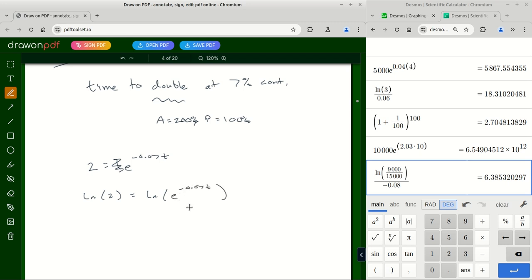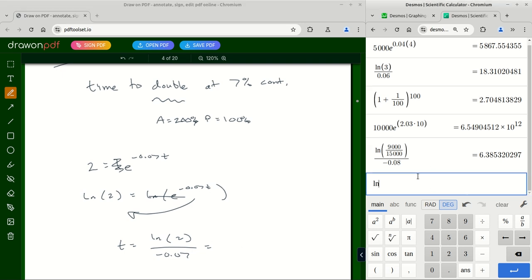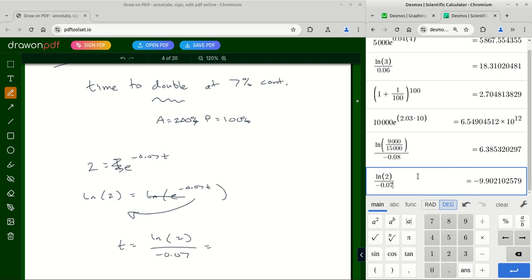I promise we'll get to the calculus eventually. Cancel. I'm going to divide this to the other side. And what you actually just created was a formula. It's ln of 2 divided by rate. And that should give you the answer. So ln of 2 divided by negative 0.07. Oh, negative? Positive? Did I put a negative in there? I don't know why I put a negative. I didn't need a negative. This is a positive. I'm sorry.